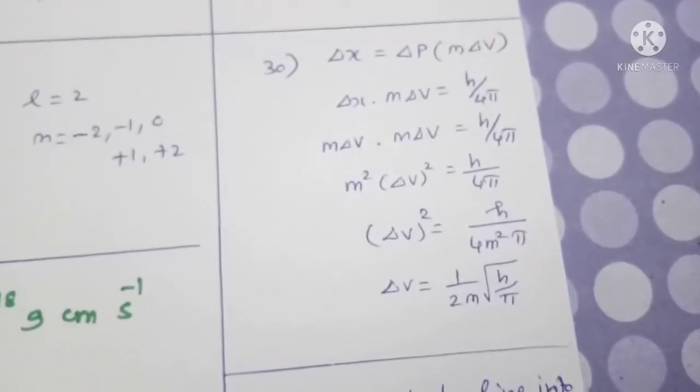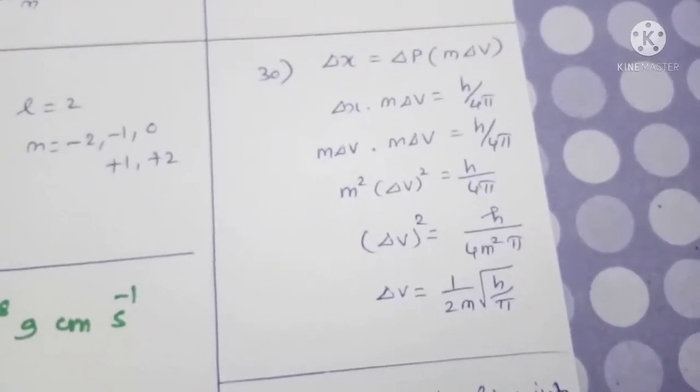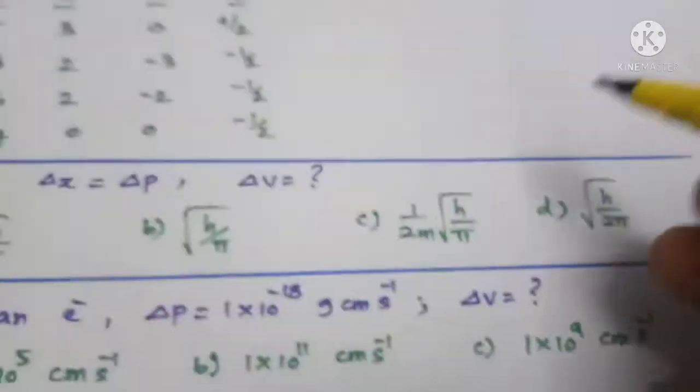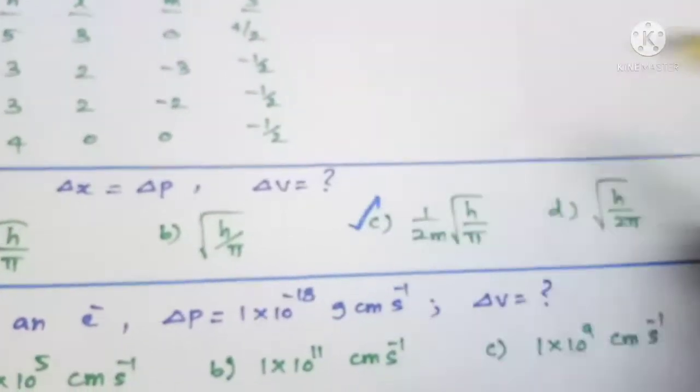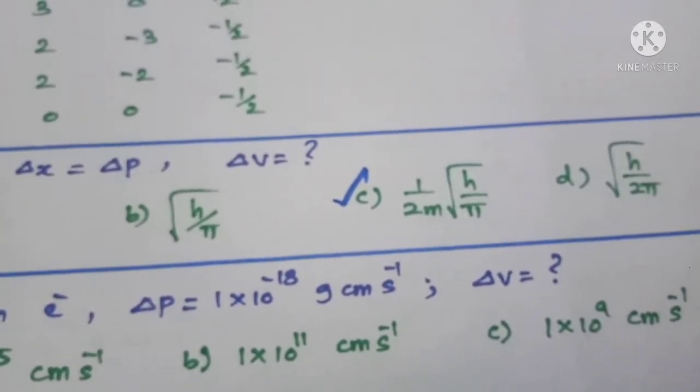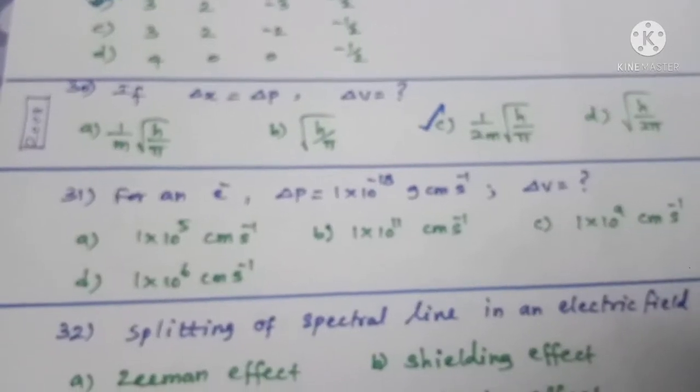Delta v equal to 1 by 2m square root of h divided by pi. Okay, so look at the options. So option C is the right one. Okay, so 1 by 2m square root of h by pi. Okay, right.